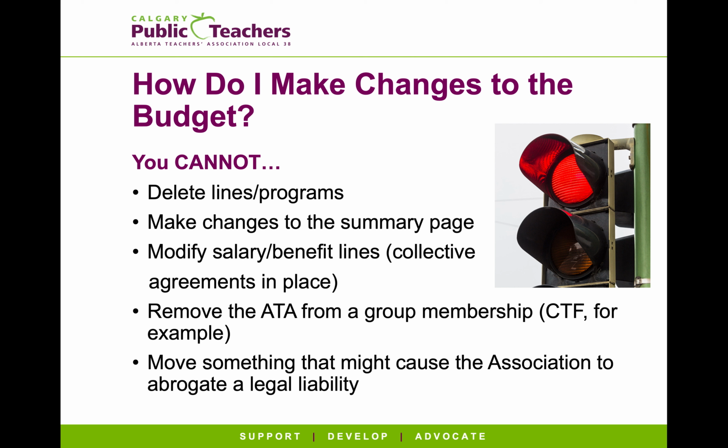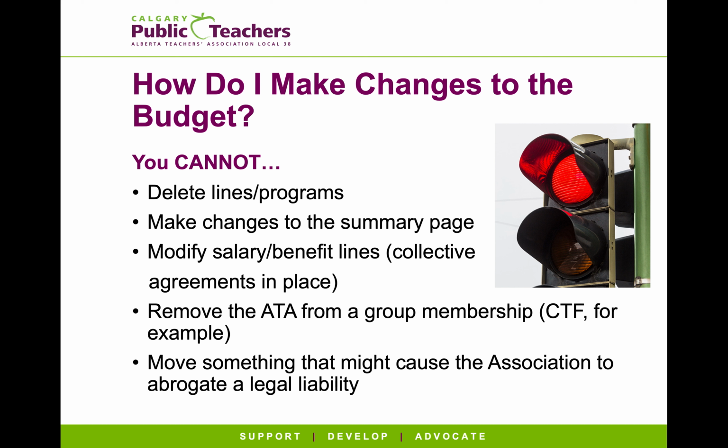Delegates will often ask what changes they are permitted to make to the budget itself. First, you cannot do the following. You cannot delete lines or delete programs entirely in the budget section. It is appropriate to do this elsewhere via motion during the Annual Representative Assembly. You also cannot make changes to the summary page. If you wish to change items on the summary page, it would be appropriate to move changes to individual lines within that section of the budget.